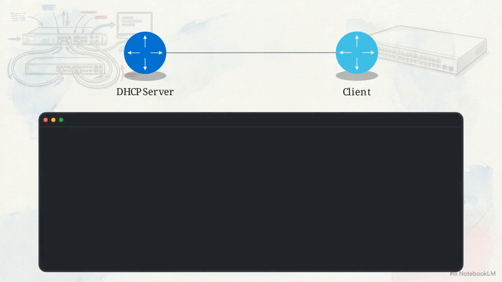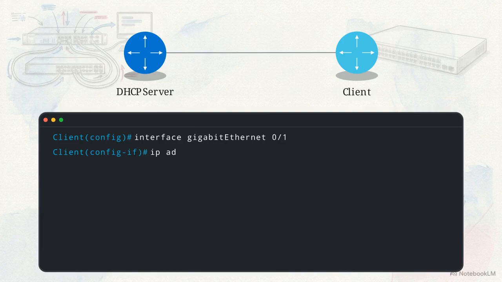Let's test it by configuring a second Cisco device to act as a client. Access it with interface GigabitEthernet 0/1. Tell it to request an address automatically by typing ip address dhcp and bring the port online with no shutdown.